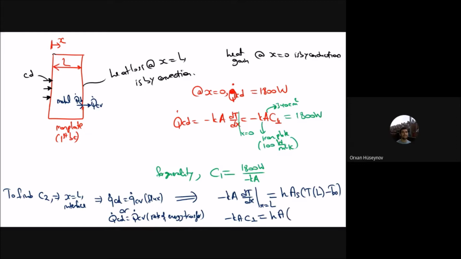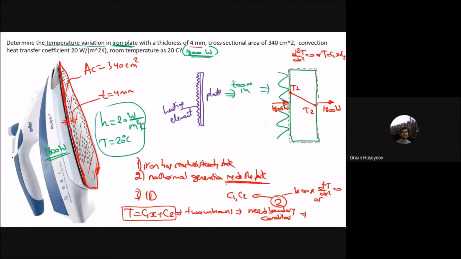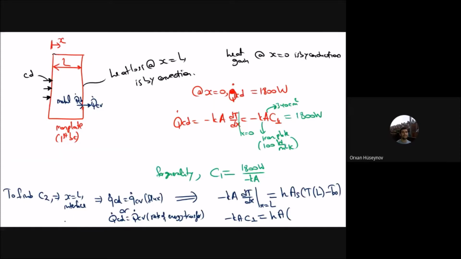And instead of T at L, you can just write, if you remember from our previous part, T is C1x plus C2. So if you put x is L here, T at distance L will be equal to C1L plus C2. This one is for T at L minus T infinity.